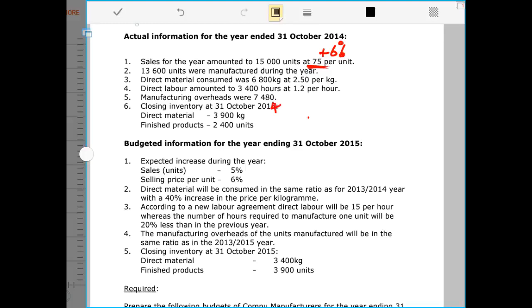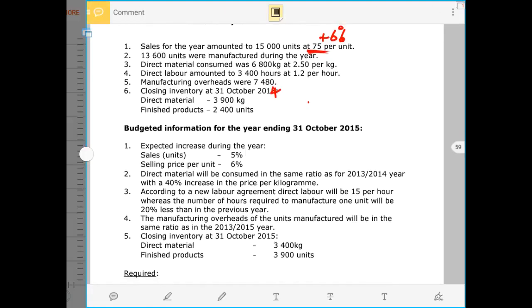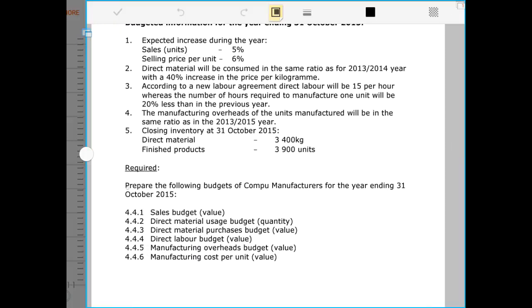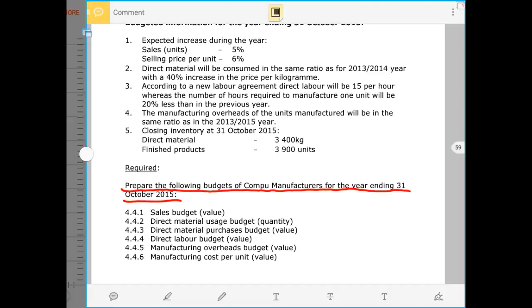So continuing in that note, we are required now to do the budgets, and in our requirements it says to prepare the following budgets for Compu manufacturers for the year ended 31st of October 2015. So now the first budget is the one that is called sales budget. With the sales budget, we know that we are looking at the value of sales that we expect the company to receive.